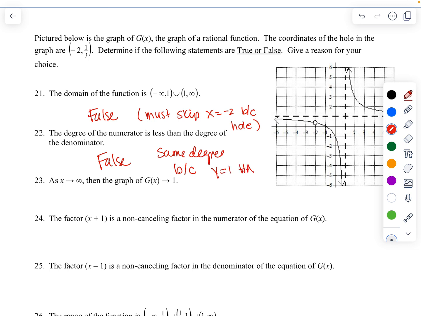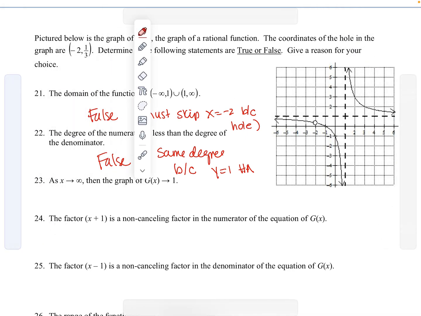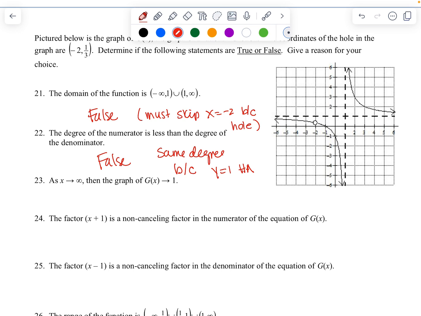Okay, this next question. As x goes to infinity, then the graph of g of x is going to 1. So that's an end behavior concept right there. That's saying that as x is going to infinity, are the y values leaning towards 1? And I would say that is true. That is our end behavior. The factor x plus 1 is a non-canceling factor, meaning it remains. And if it remains in the numerator, then it would imply that it is an x-intercept. And in fact, that looks pretty true to me because that is an x-intercept.